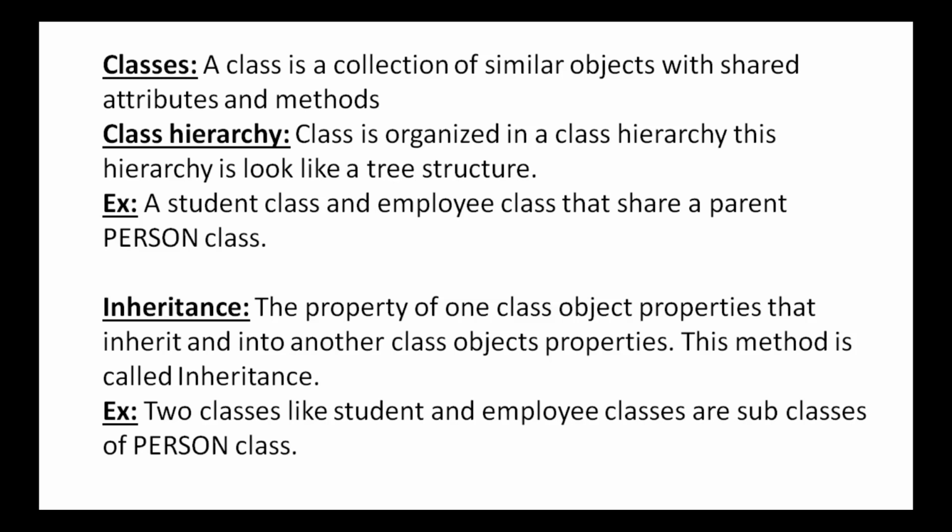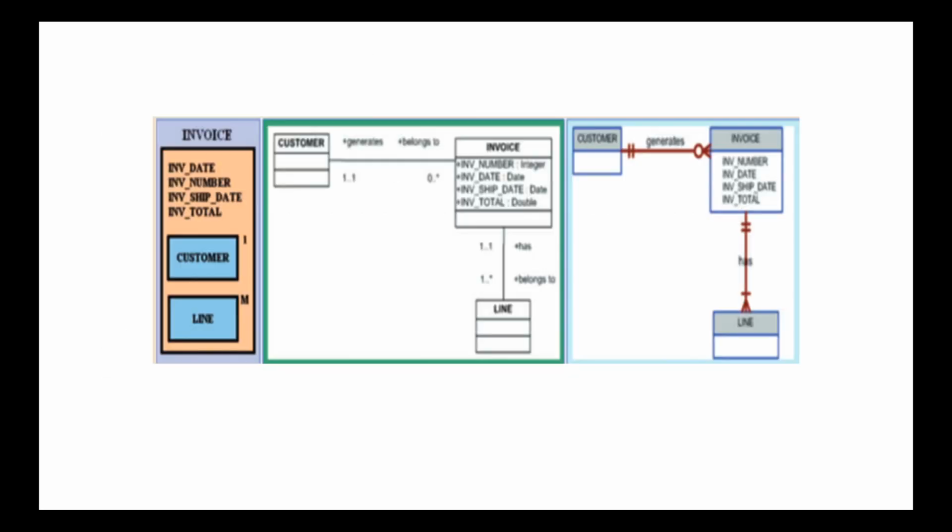Coming to inheritance. What is inheritance? Getting the properties of objects of one class into objects of another class. The person class is a super class which contains some properties. Those properties are shared by the subclasses student and employee. That means student and employee entities inherit the properties from the person class. Okay, let's see the diagram.